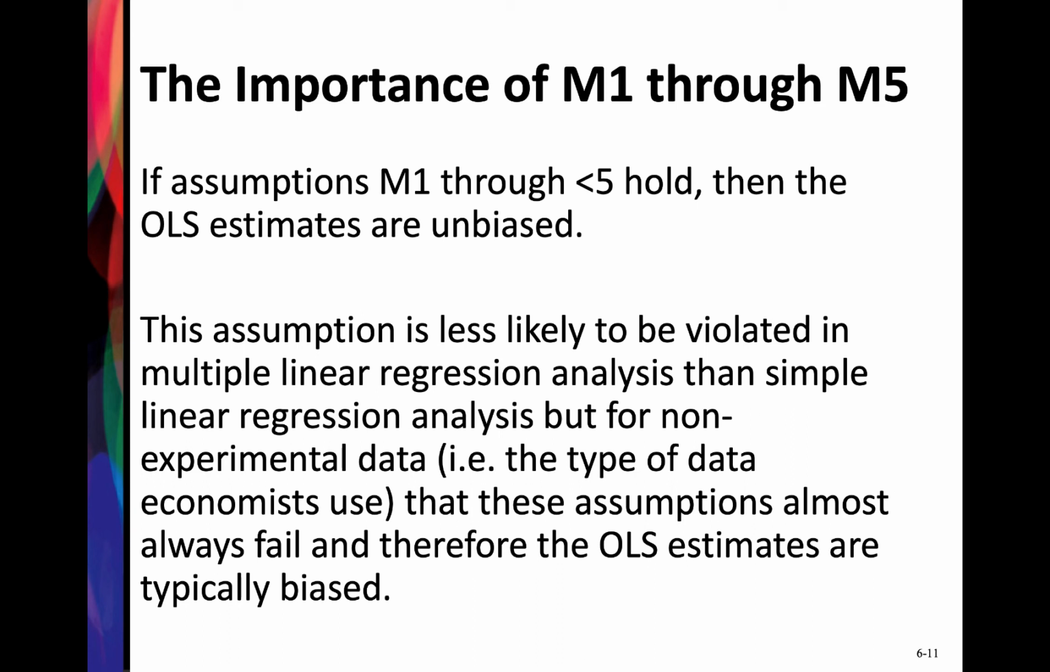But in multiple linear regression, again, M5 is typically violated. So we don't have unbiased estimates, but we're doing the best we can with regression analysis. So if M1 through M5 hold, then the OLS estimates are unbiased. If any one of them fail, then the OLS estimates are biased or on average wrong.